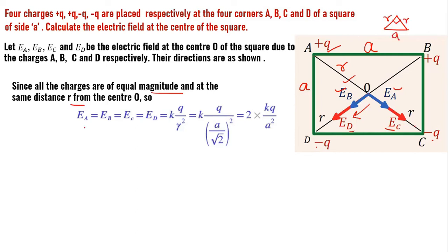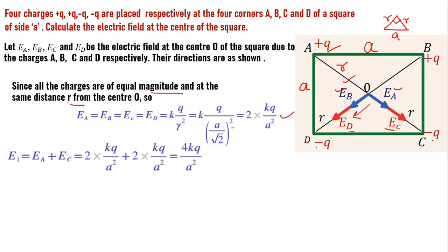So, the magnitude of EA, EB, EC and ED each will be equal and that equals KQ by R square. Now, the value of R using the Pythagoras theorem, we can get as a by root 2. So, now we will put the magnitude as KQ upon a by root 2 whole square. So, that becomes 2 into KQ by a square. This is the magnitude of every electric field, that is EA, EB, EC and ED. The direction I have mentioned in the figure.